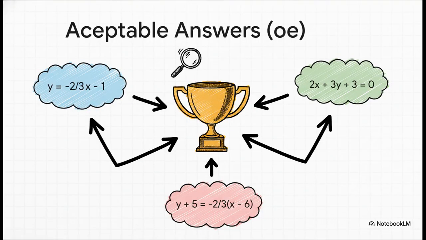Now, here's something really important to know. The mark scheme allows for several different answers that are all mathematically the same. That little o.e. stands for or equivalent. So the most direct answer is y = -2/3 x - 1, but you could also rearrange it to get 2x + 3y + 3 = 0. Or you might have used a different formula and ended up with y + 5 = -2/3 (x - 6). All of these are 100% correct.